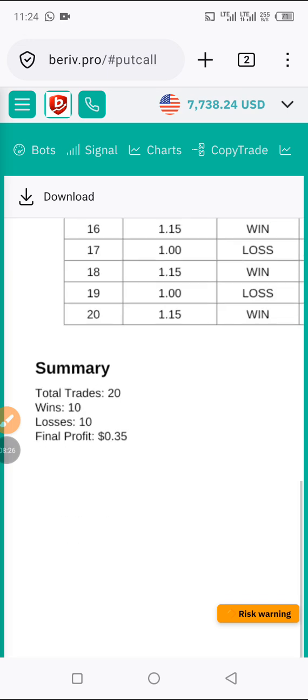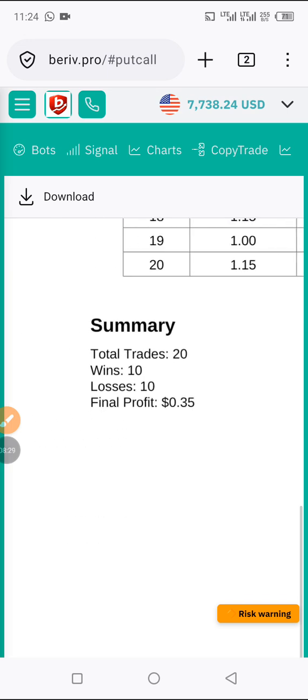All right, so you can look at this pattern, and by the end of 20 trades, there's a summary here. Let me also zoom it. By the end of 20 trades, with a 50% winning chance, 10 wins and 10 losses, final profit is 35 cents. So it looks smaller, yes, but depending on your initial stake and also your multiplier.